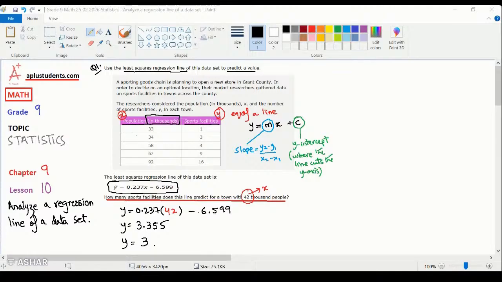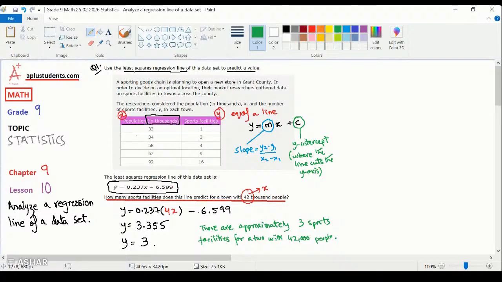Okay. So what we can say is it predicts that there are approximately 3 sports facilities for a town with 42,000 people.